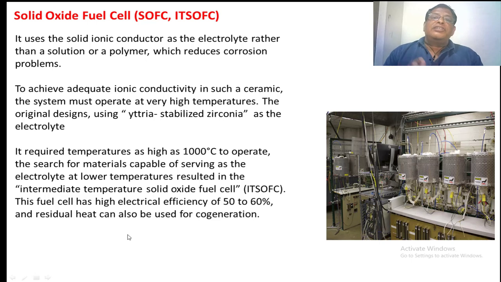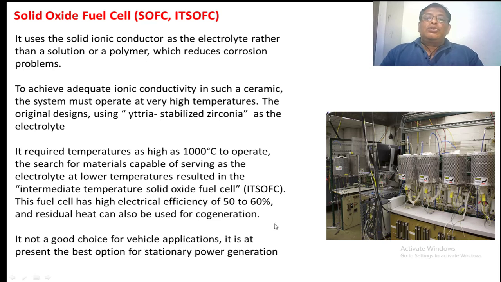Cogeneration is nothing but using the heat to boil water so that it gives steam at high temperature and pressure, which we use to generate electrical power. That type of generation is called cogeneration. It is a good choice for vehicle application. It is more suitable to generate power at a stationary level because a large amount of heat is generated.